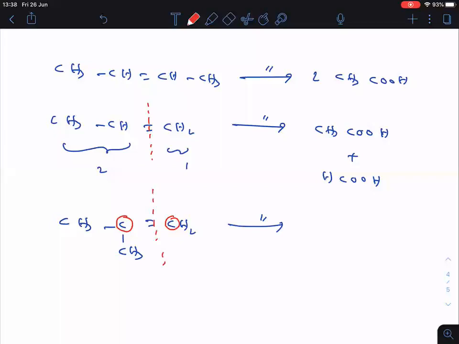See clearly. Here, when the bond is broken, the double bonded carbon which is not having hydrogen will form ketone, and the double bonded carbon which is having hydrogen will form acid.